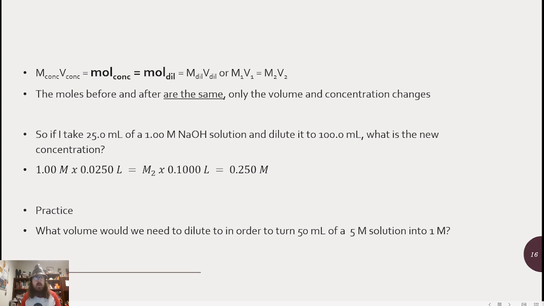The molarity of the concentrated solution times the volume of the concentrated solution must equal the molarity of the same dilute solution times the volume of that new dilute solution. So the other way to look at this is M1V1 equals M2V2. The molarity and volume of situation 1 must equal the molarity times the volume of situation 2 for that same solution. And that's because the moles have not changed.